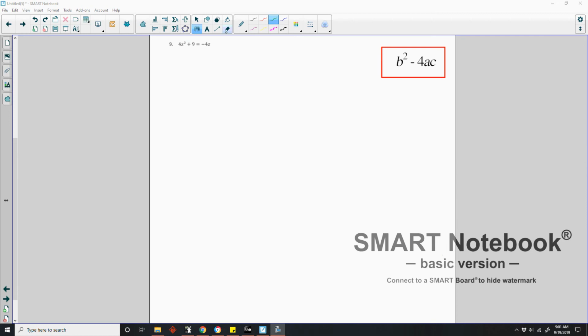Okay, hopefully you've caught on to this and understand it. This is not equal to 0. I need to move the 4z over to the other side, so subtract or add 4z to both sides. And that is going to be 4z squared plus 4z plus 9 equals 0. List your A as 4, your B is also 4, and your C is 9.